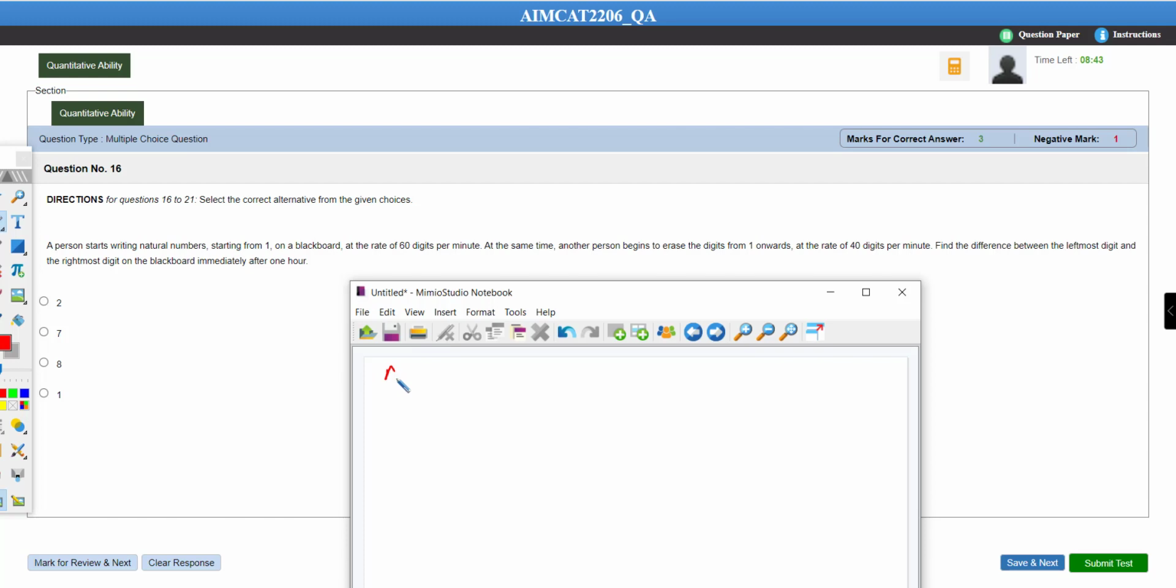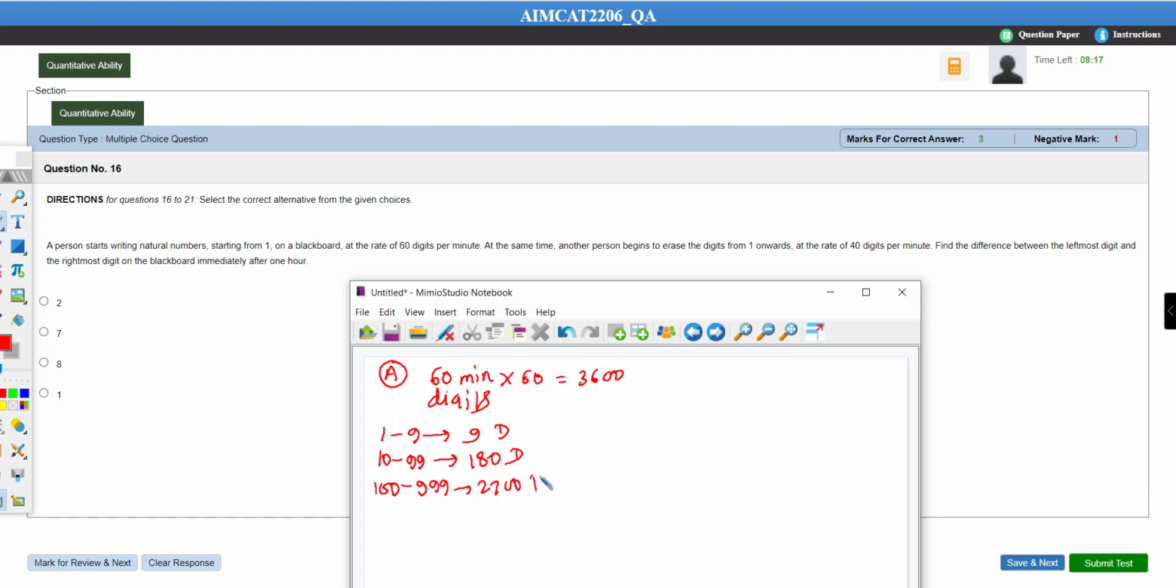The first person is going to write in 60 minutes a total of 60 into 60, 3600 digits. First of all, he will write from 1 to 9, a total of 9 digits. 10 to 99, 90 numbers into 2, 180 digits. 100 to 999, 900 numbers into 3, 2700 digits. In total, we are done with 2889 digits.